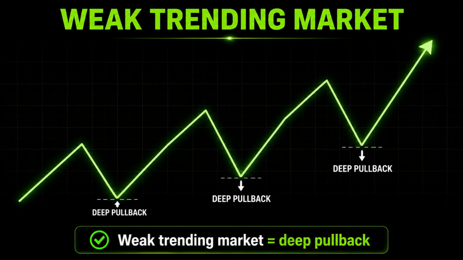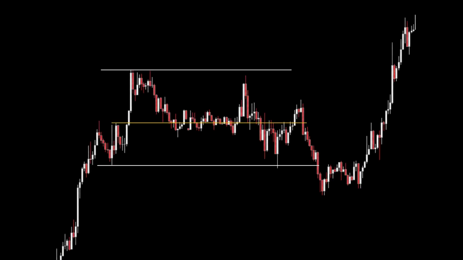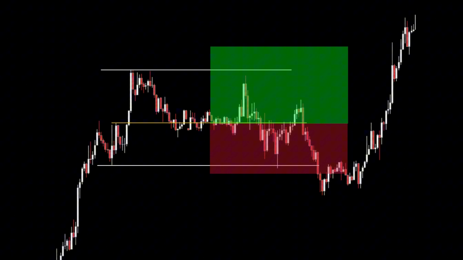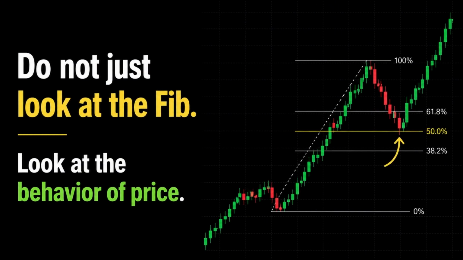This is important because many traders wait for a perfect deep entry in a strong trend, but price never comes back. And other traders buy too early in a weak trend, then price keeps pulling deeper. So do not just look at the fib. Look at the behavior of price.